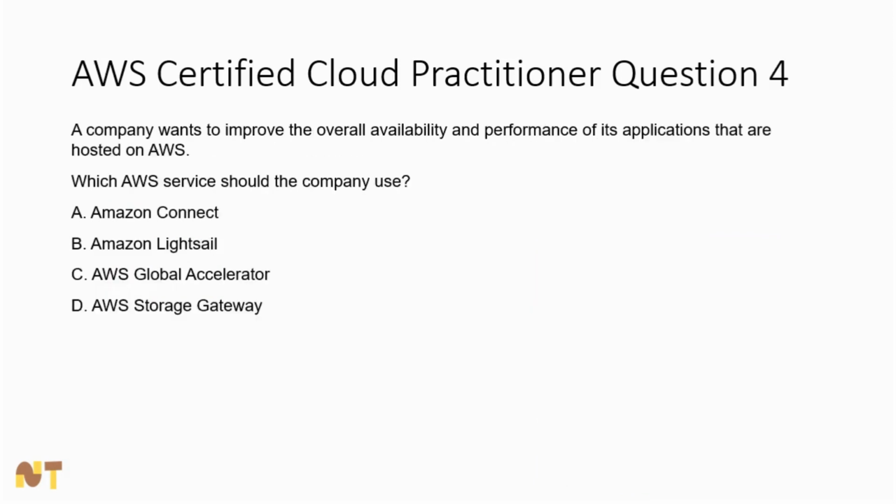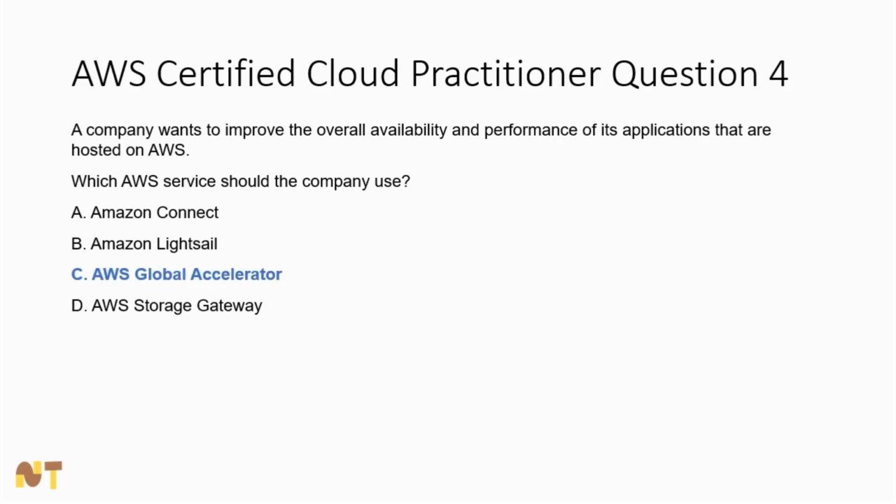A company wants to improve the overall availability and performance of its applications that are hosted on AWS. Which service should the company use? Options are A. Amazon Connect, B. Amazon Lightsail, C. AWS Global Accelerator, and D. AWS Storage Gateway. Now the question is asking for improvement of availability and performance. So out of the four options, the correct answer is C.